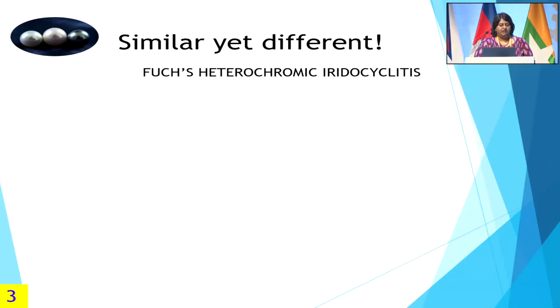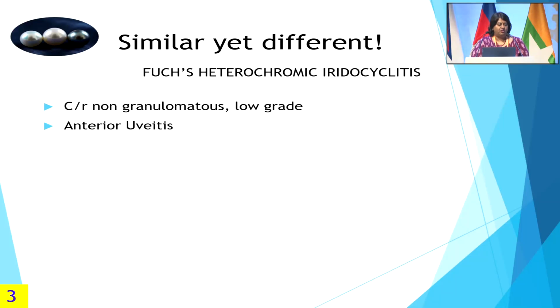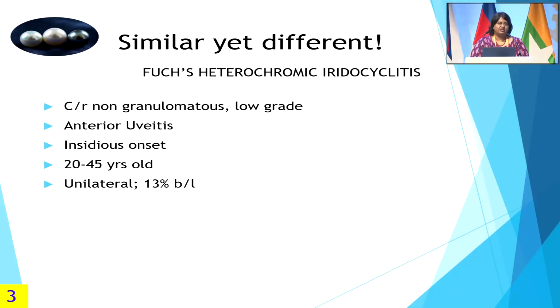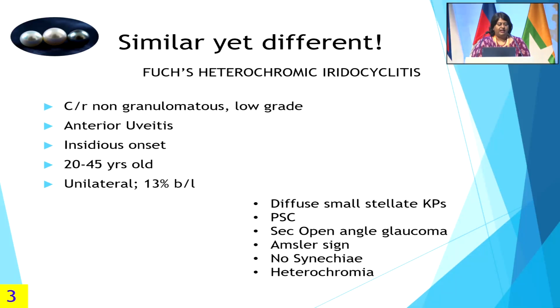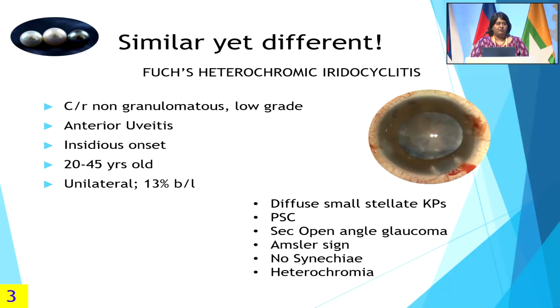The third pearl here is about Fuchs heterochromic iridocyclitis. As previous speakers have spoken, we see that it behaves a little differently. It's a chronic non-granulomatous low-grade anterior uveitis with insidious onset. It is mostly unilateral. Some might have bilateral disease. It is characterized by diffuse small stellate KPs. Posterior subcapsular cataract is there, but secondary open-angle glaucoma is common.